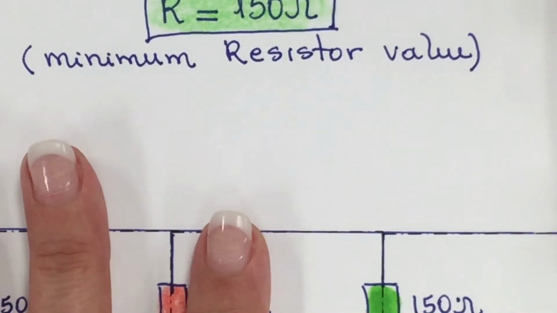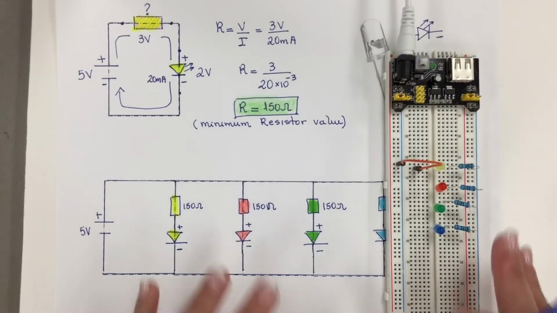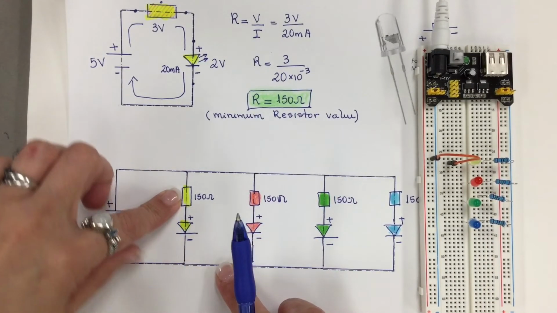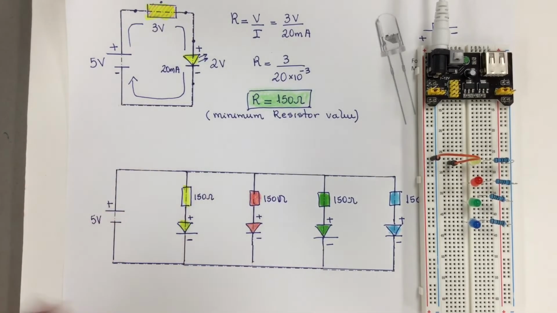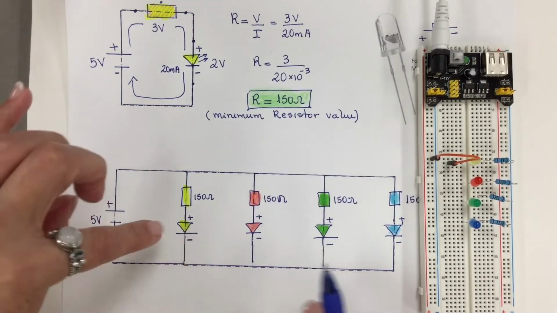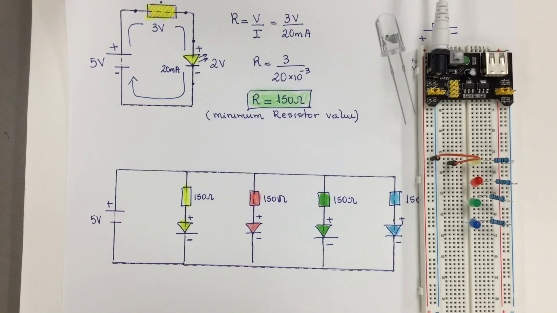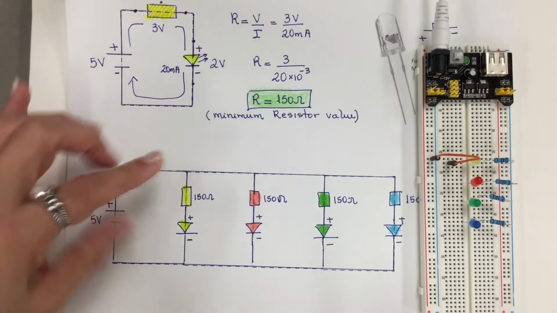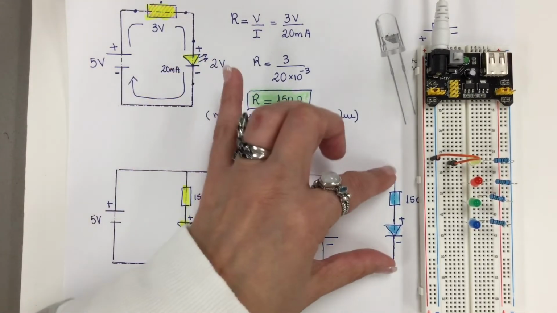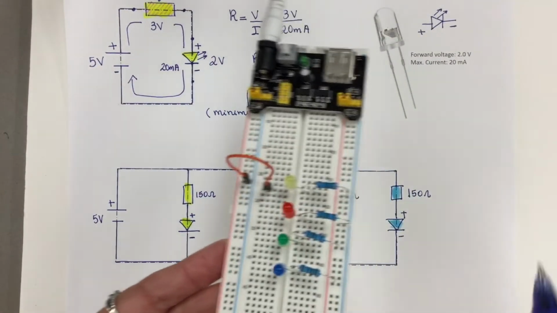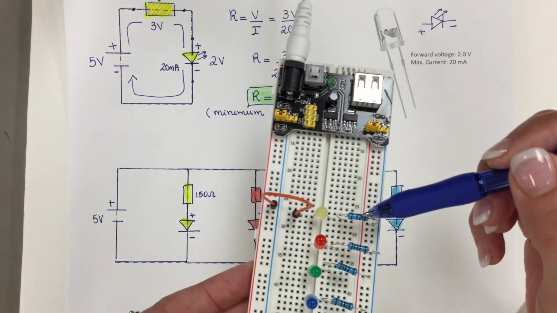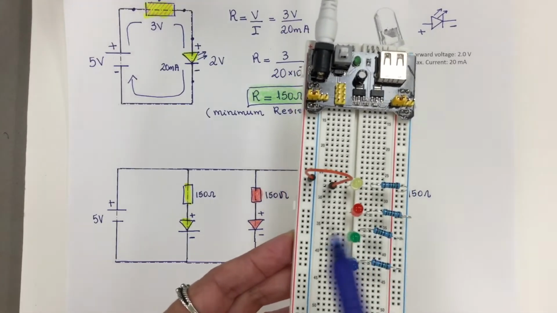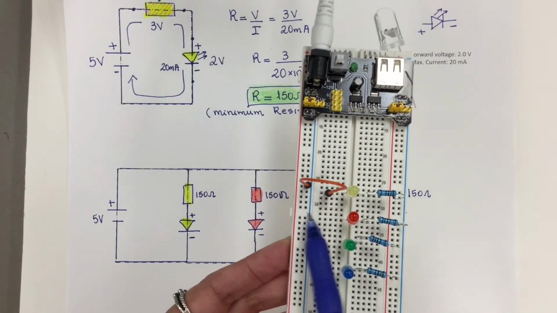As you see, in the schematic circuit, all LEDs in series with the resistors. Let me rephrase. Each LED is in series with the resistor, but they are in parallel with each other. So let's look here. The LED is in series with the resistor, but they are in parallel with each other, which means that I have 5 volts across each individual circuit.